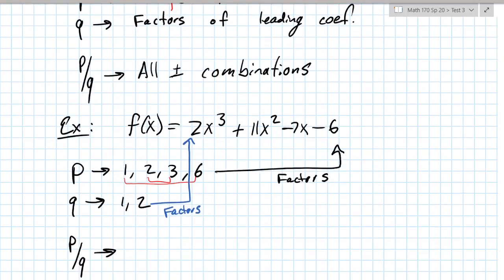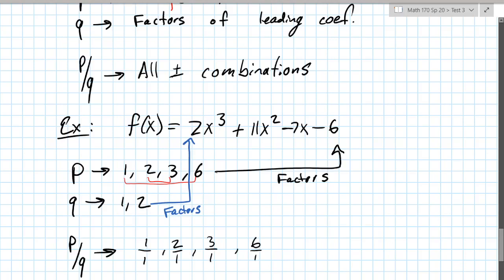So then we want to take all combinations of p divided by q. So we're just going to list them out one at a time. 1 over 1, 2 over 1, 3 over 1, 6 over 1. Okay, so 1, 2, 3, 6, and then 1 over 2, 2 over 2, 3 over 2, and 6 over 2. Notice these all have a plus or minus.